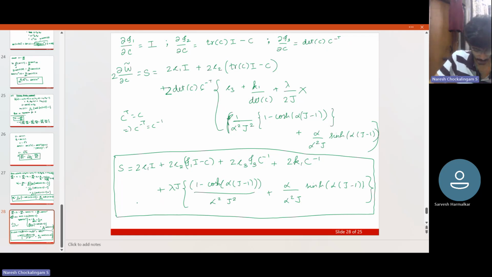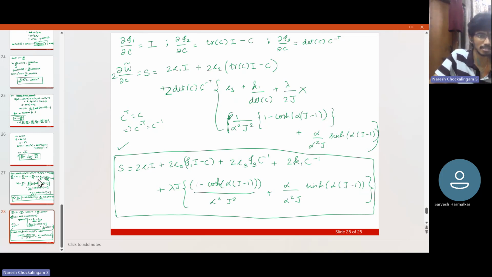Let me check the answer. It's 2C1, 2C2 I1 I minus C plus 2C3 I3 C inverse plus 2K1 C inverse plus lambda. You can take the alpha square out. So you get lambda by alpha square 1 minus cos alpha J minus 1 by J plus alpha sin, its inverse of that. So this expression is fine. So for a Mooney-Rivlin material, the stress strain relationship is given by this.